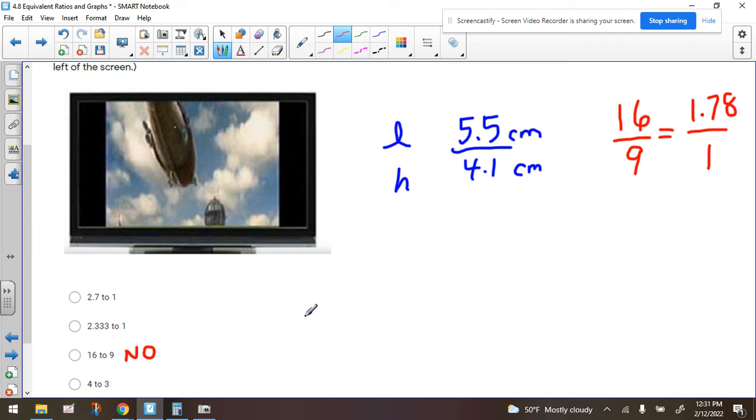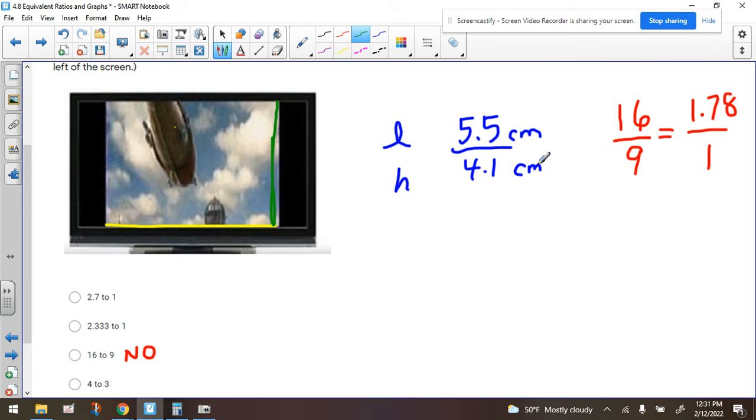Well, what I did is I took my ruler and I measured. I measured from here to here, and I got this number, 5 and 5/10. I actually measured it on my computer screen, and that's what it measured out to be. I measured the height from here to here, and I found that that was about 4 and 1/10 centimeters.